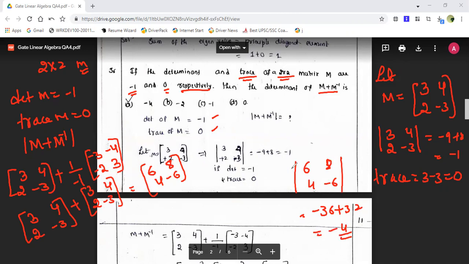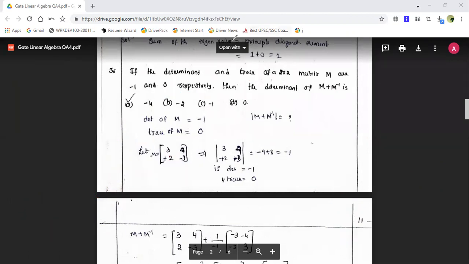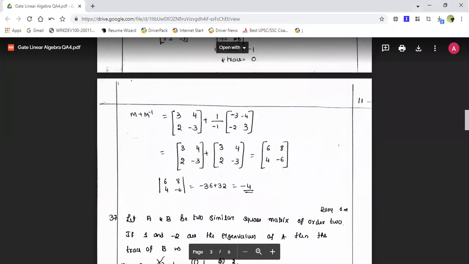So therefore determinant of M plus M inverse is what? -4. So you can see option A is the correct answer. Okay, so like this, you can just take some examples and you can prove it. Hope you understand this problem. So now let me take the next example.